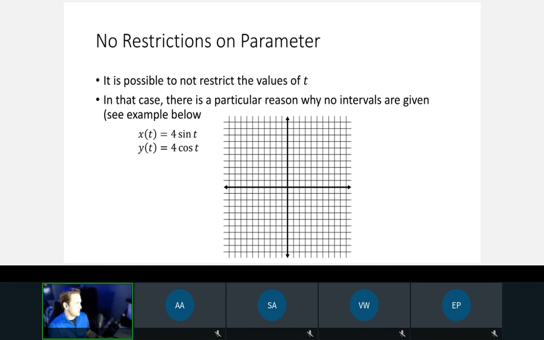All right, this other example. So those first two examples we had restrictions, but you can have parametric equations that don't have a restriction. For example, we have these two. x of t is 4 sine t, and then y of t equals 4 cosine t. Why do you think we don't necessarily need a restriction here?